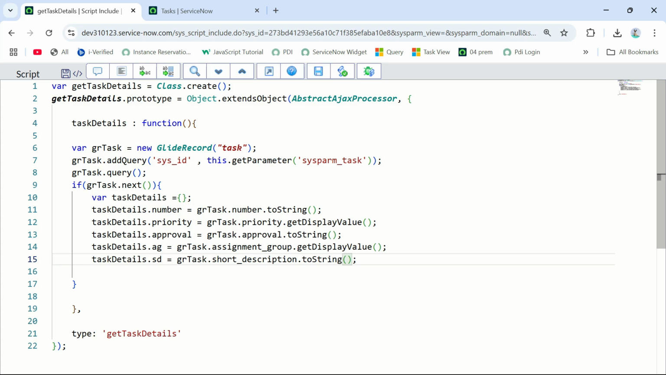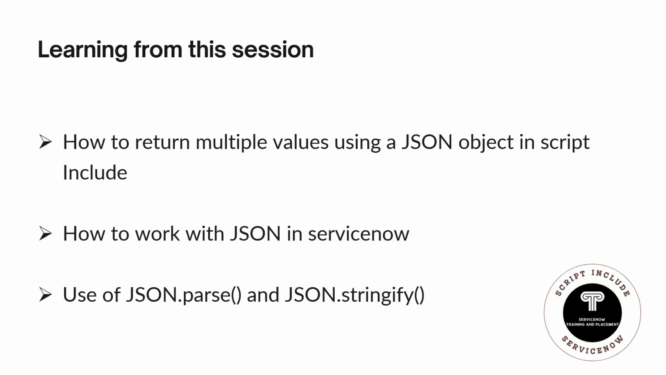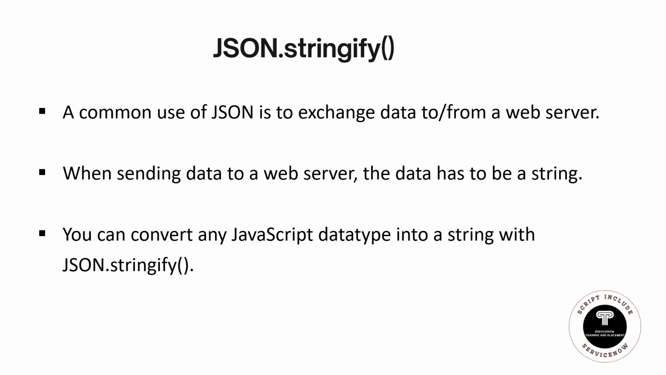Okay. So here I have assigned the values to this JSON. Now we need to return it. So while returning the value, we need to stringify it. Why? I have prepared a slide for this. Read the second line. When sending data to a web server, the data has to be a string. And you can convert any JavaScript data type into a string using JSON.stringify. So whenever we have key value pairs in a JSON object, how can we convert it into a string?